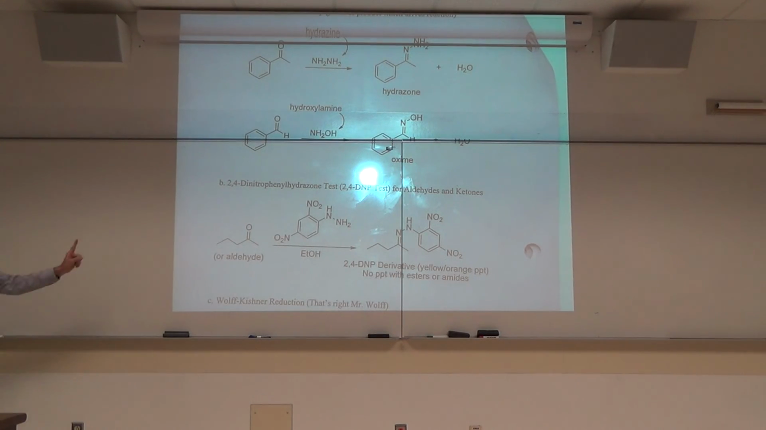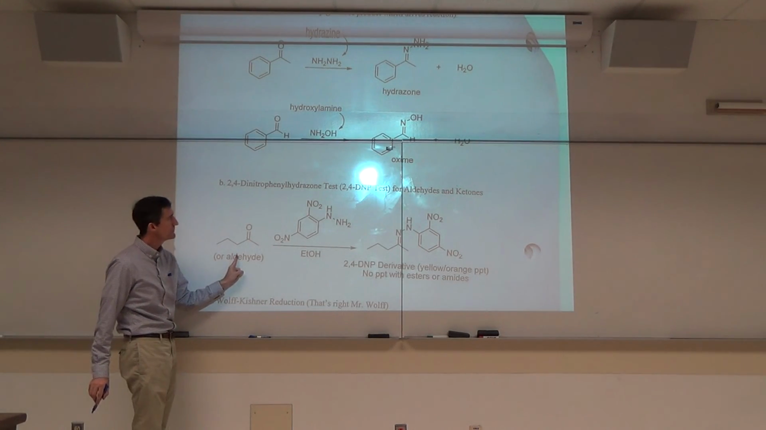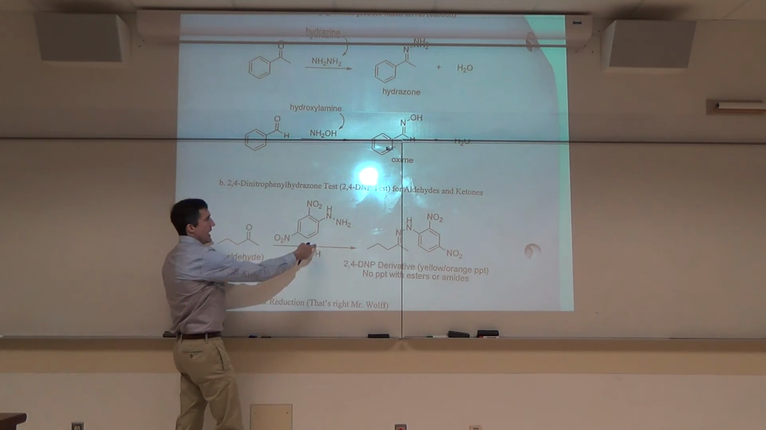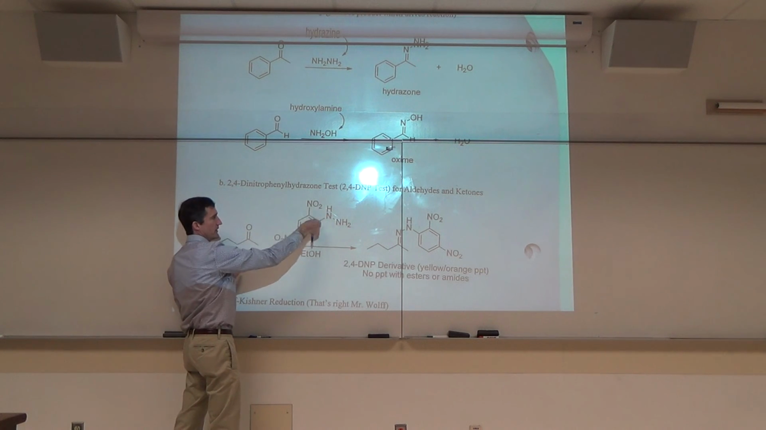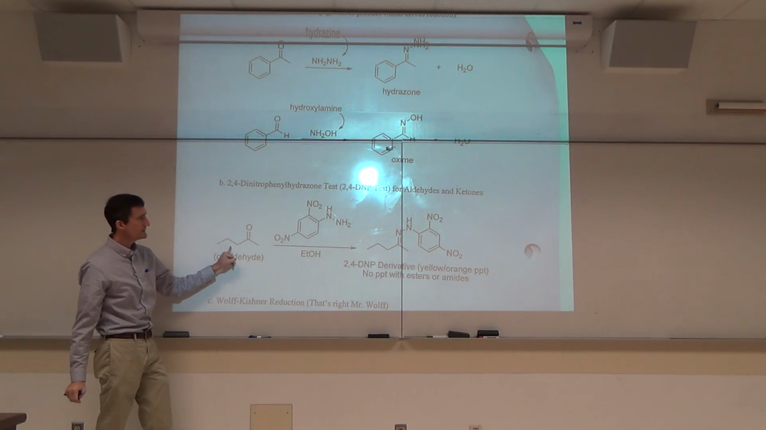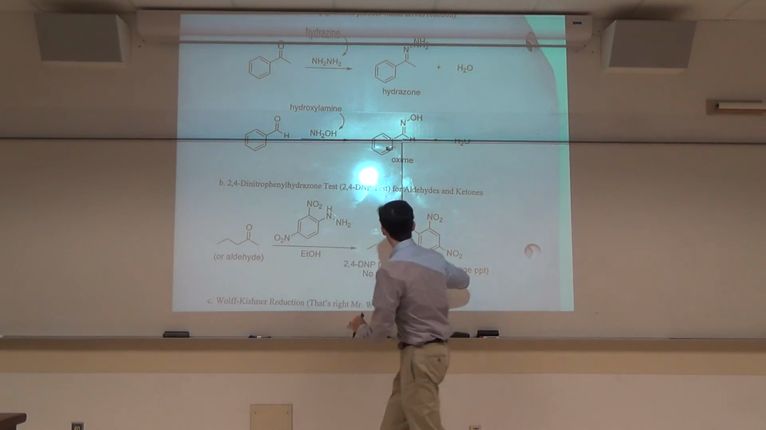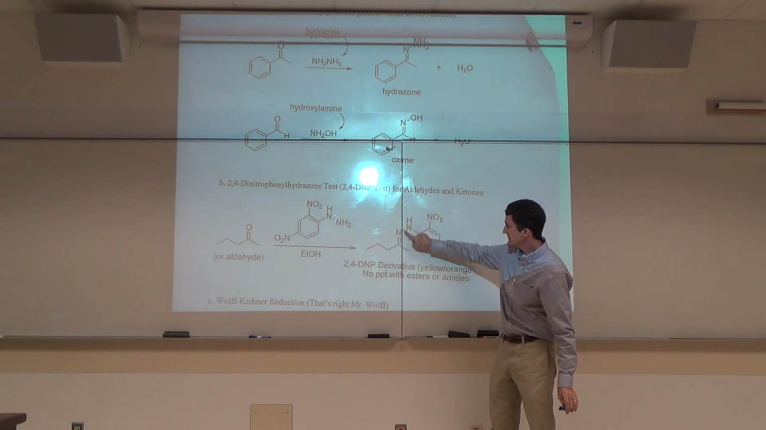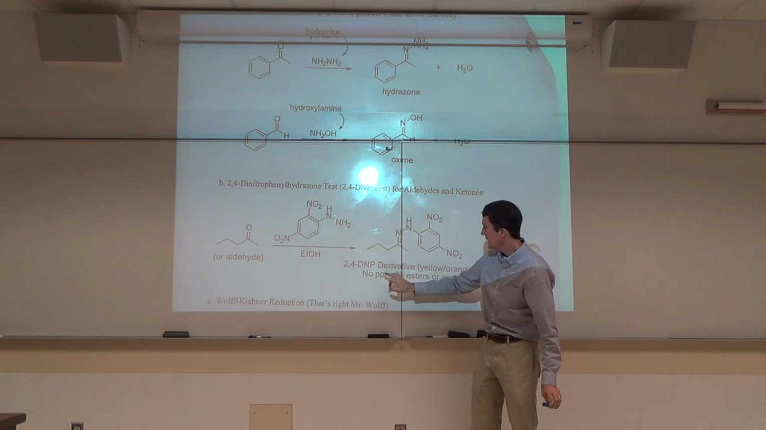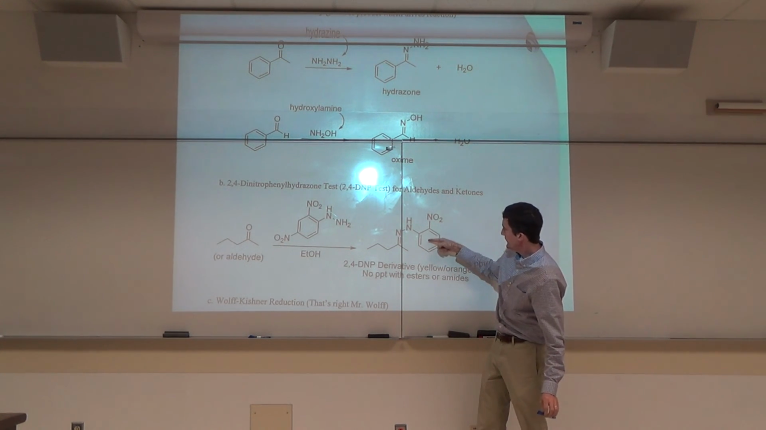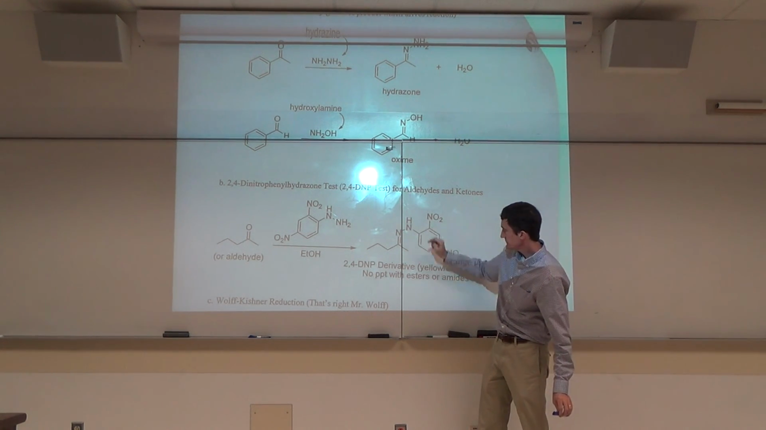Before then, though, we do have a chemical test. If you take this hydrazine here, it's got something on the other nitrogen, aldehyde ketone. You get this hydrazine with the other nitrogen here. It's called a 2,4-dinitrophenylhydrazine.